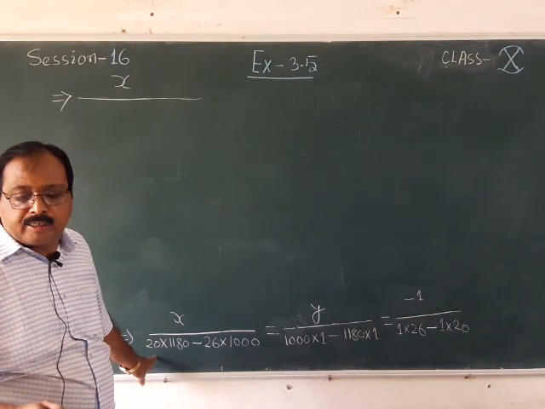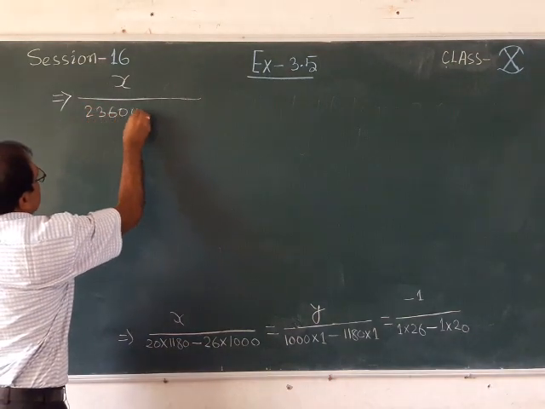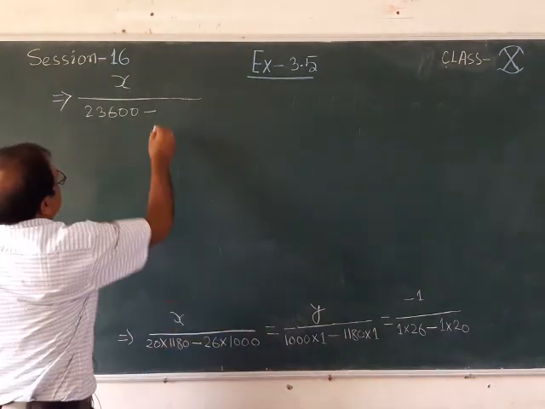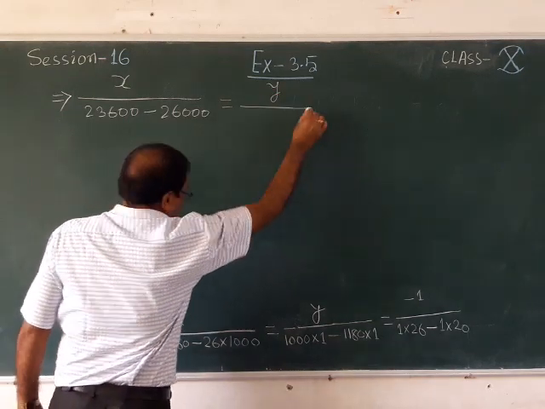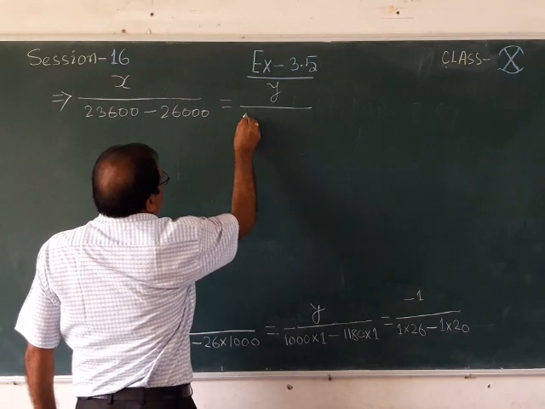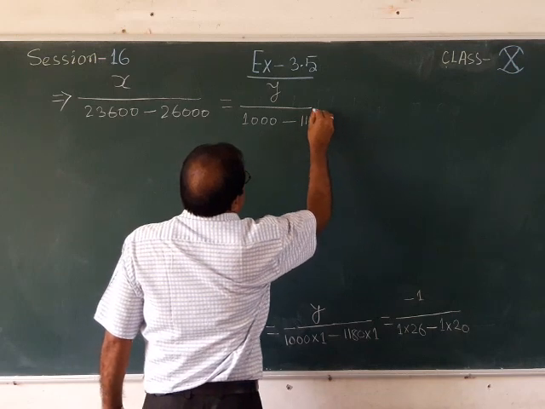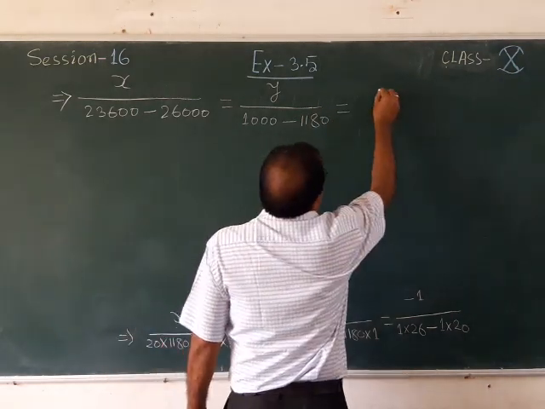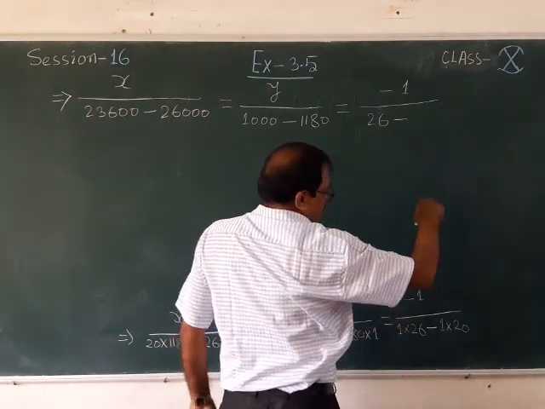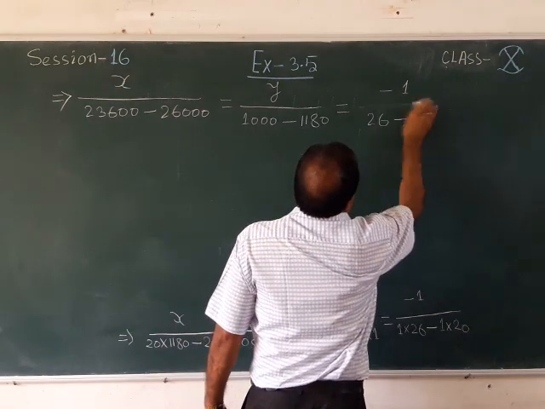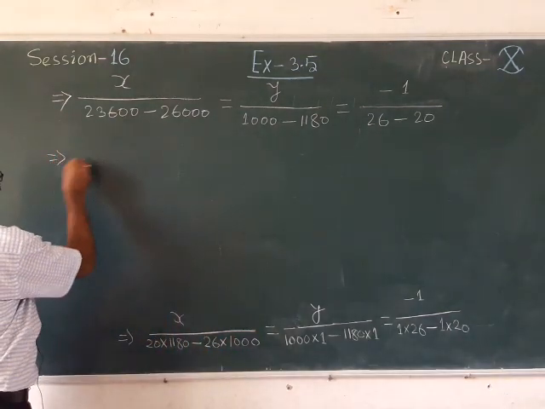When you multiply 20 and 1180, it will give you 23600. And here 26 into 1000, you will get 26,000 itself. And here y upon 1000 into 1 will give you only 1000, and then minus 1180, and it is equal to minus 1 upon here 26 minus 20. Okay, like that you can write here. Then just some calculations you have to perform over here.